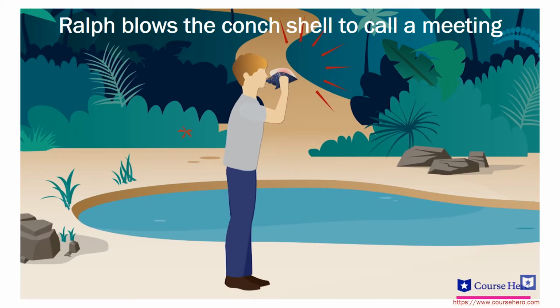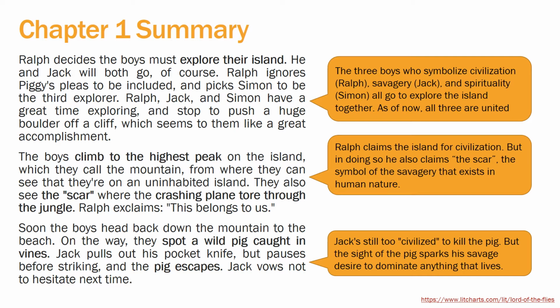Here is a graphic from Course Hero of Ralph blowing the conch shell to call a meeting. Ralph decides the boys must explore their island. He and Jack will both go, of course. Ralph ignores Piggy's pleas to be included and picks Simon to be a third explorer. Ralph, Jack and Simon have a great time exploring and stop to push a huge boulder off a cliff, which seems like a great accomplishment.